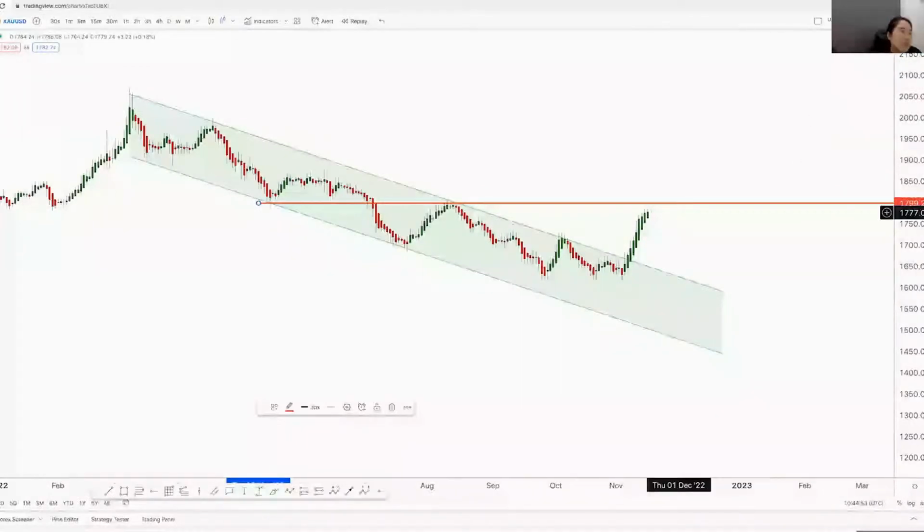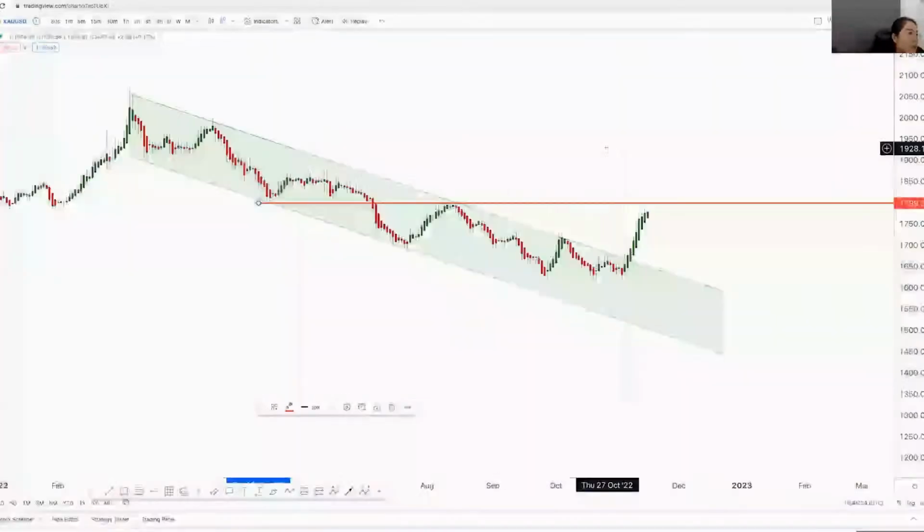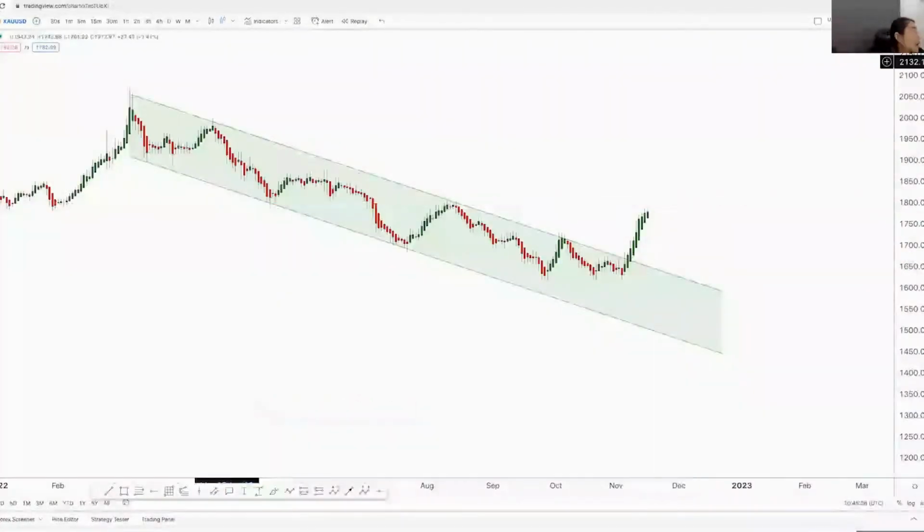It's not going to be today, because it doesn't look like it's going to break today. Maybe next week. This is a very important area. After I have identified the trend, I'm going to highlight some support and resistance.